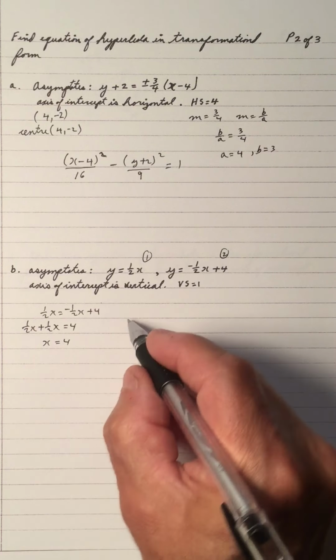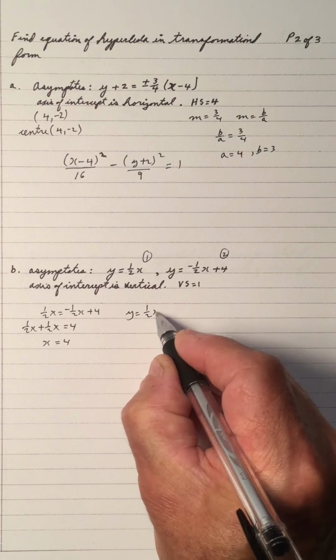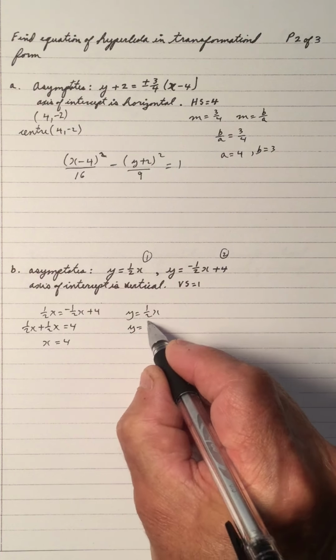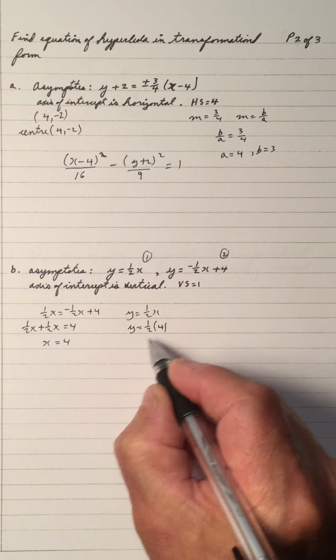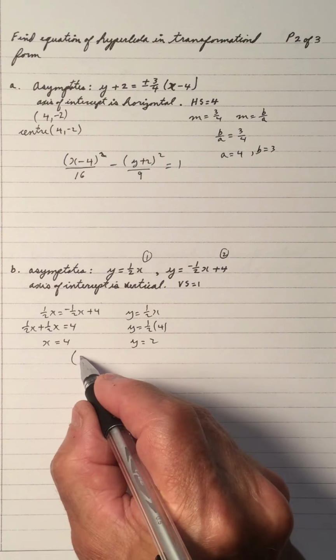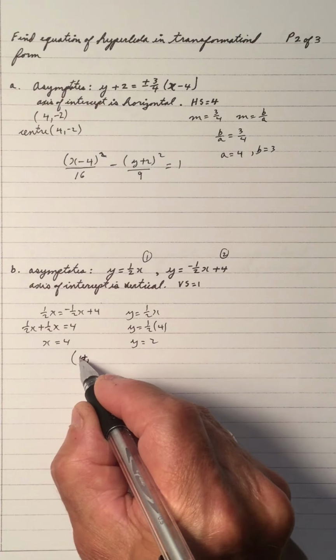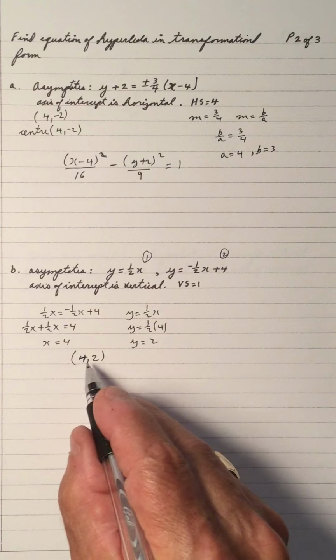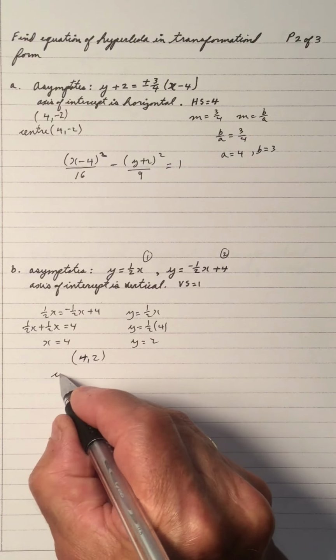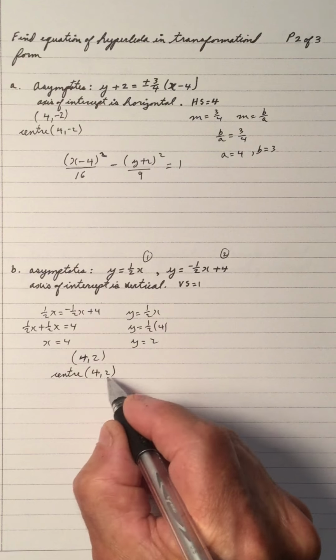So if x is 4, that means y equals a half x. X is 4, so we put 4 in, so y is 2. So the point that the two asymptotes meet is 4 comma 2. X is 4, y is 2. So that's the center of the hyperbola.